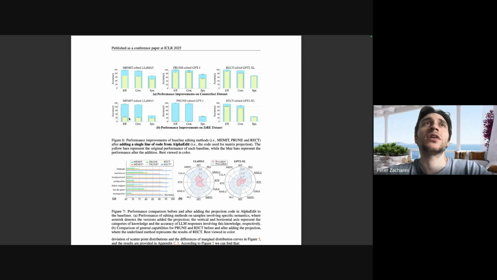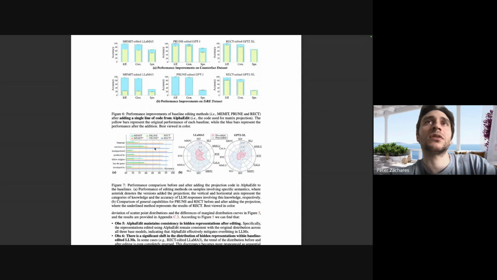And you can see the green is the original performance, like MEMIT without the AlphaEdit objective, and blue is with it. So you can see in every case there's an improvement in performance. Sometimes it's quite large, like MEMIT edited Llama 3 or PRUNE edited GPT-J, where it doesn't even accomplish the task. So you can even use this as part of some of the baselines that they've created.